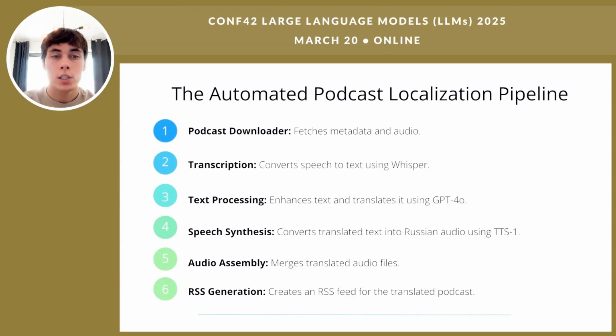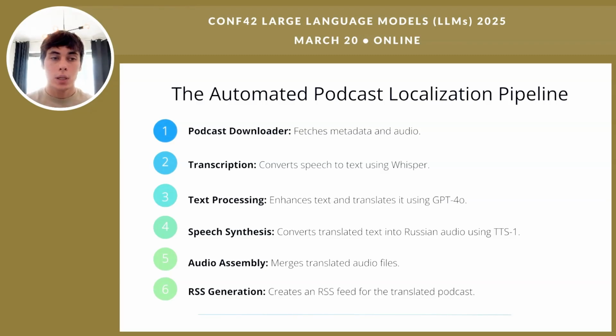And then we have speech synthesis, and here is where we take the TTS1 model and produce the Russian track on this translated text. Then audio assembly, and this step is needed because when we use the TTS1 model, it has a very small restriction of about 4,000 characters at once. So we can only give it 4,000 characters to make an MP3 track from it. And if the podcast is long enough, we have to split the podcast into multiple chunks and then merge these audio files.